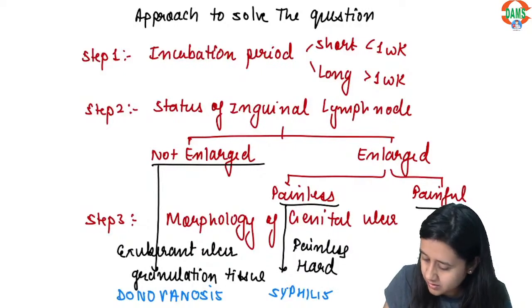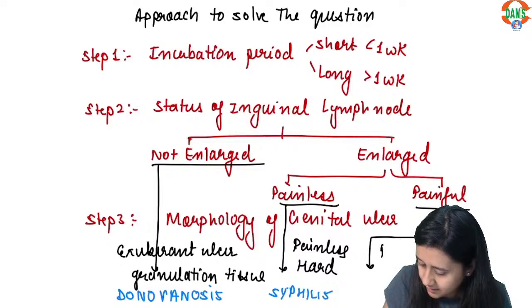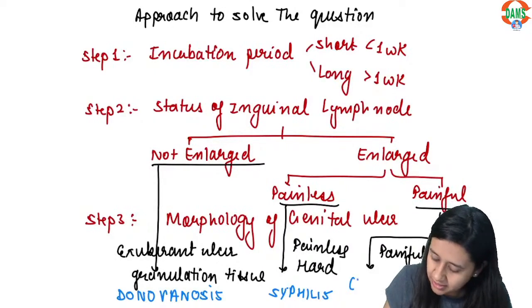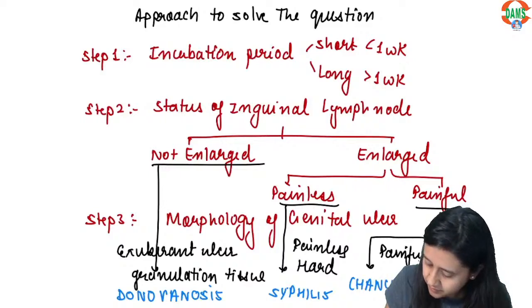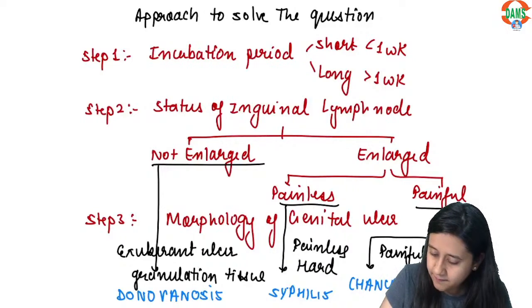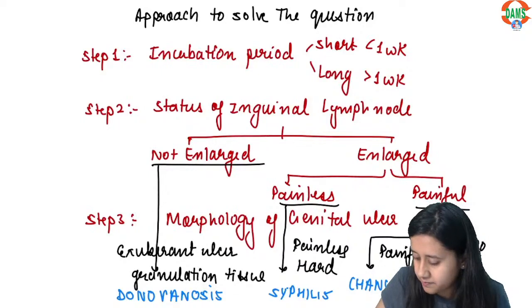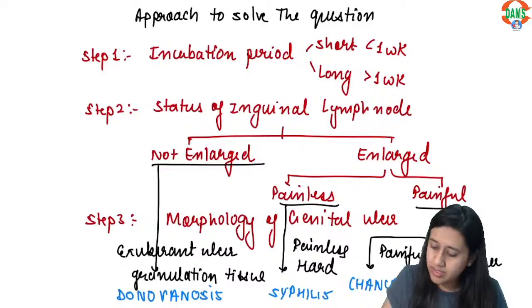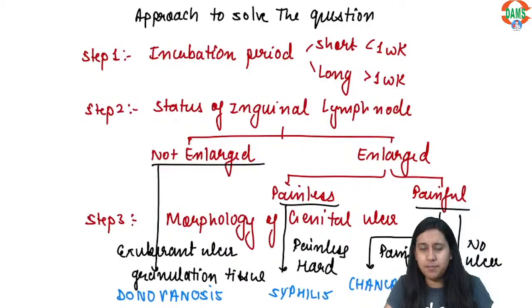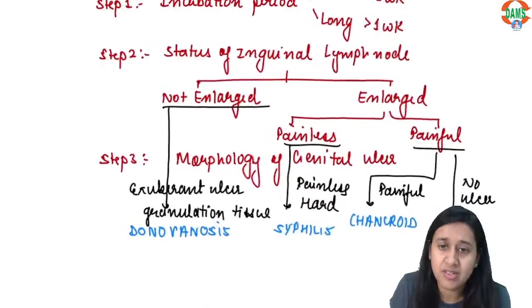Painful ulcer and painful lymph nodes, this becomes your chancroid. While painful lymph nodes but no ulcer, this becomes your lymphogranuloma venereum. In an LGV patient, usually at the time of presentation, you do not see any ulcer.